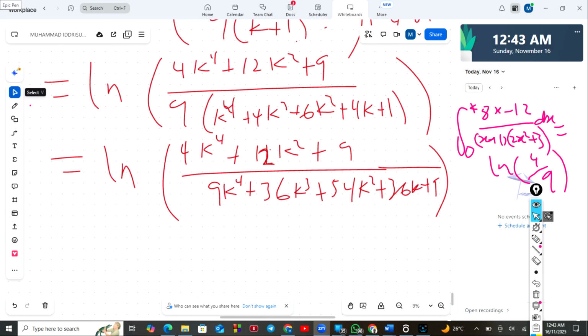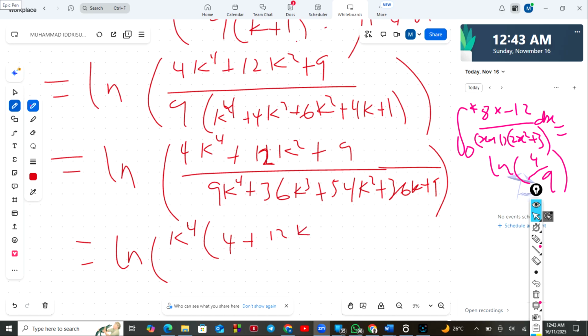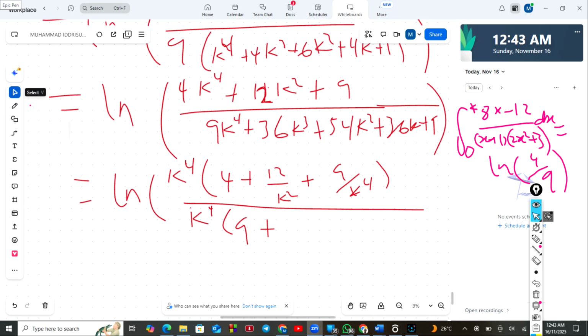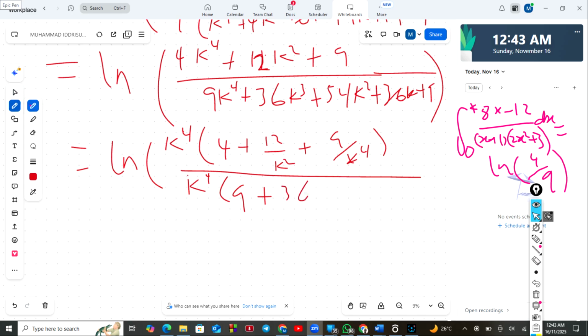And this is equal to ln of, so we can factor out k to the power of 4: 4 plus 12 over k² plus 9 over k to the power 4, all over 9 plus 36 over k plus 54 over k² plus 36 over k³ plus 9 over k to the power 4.